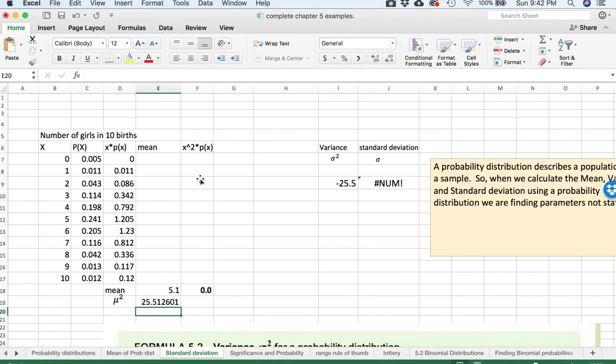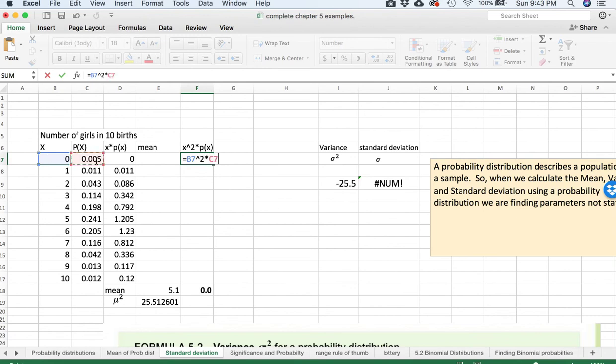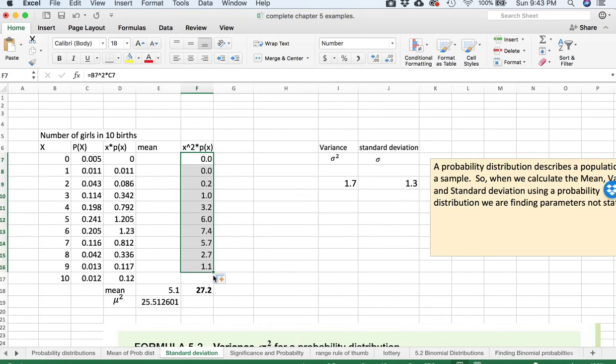Okay, and now we need to find x squared times p of x. So that means I'm going to take the value of the variable and square it, and multiply that times the probability that corresponds. And if I pull that down, that should duplicate the math for each value, all the way down.